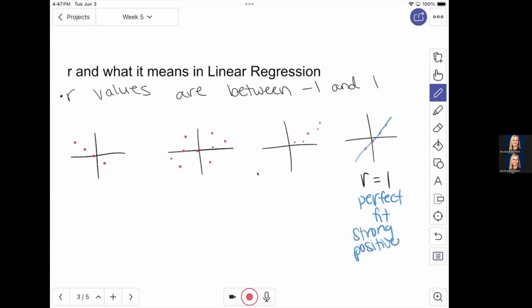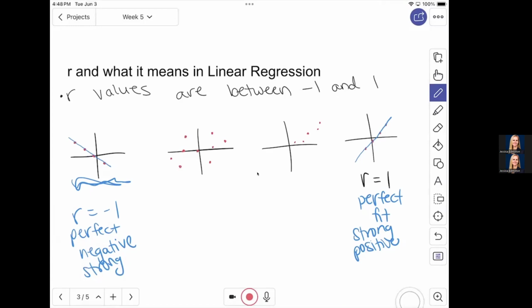And then if you look over here to the left, right here on this graph, that is also perfect, which I did on purpose. And in this case, R would be equal to -1. But notice that the line is going down. So this would still be considered perfect. It would be a strong negative linear relationship. All right. So if it's -1, it is perfect. It's just a negative linear correlation. If R is equal to 1, it's also perfect, but it's positive.